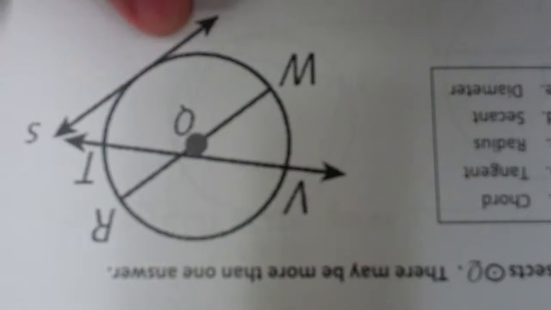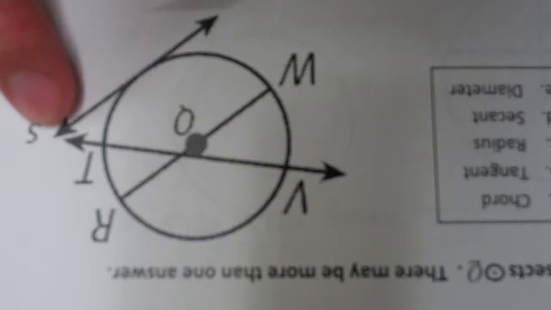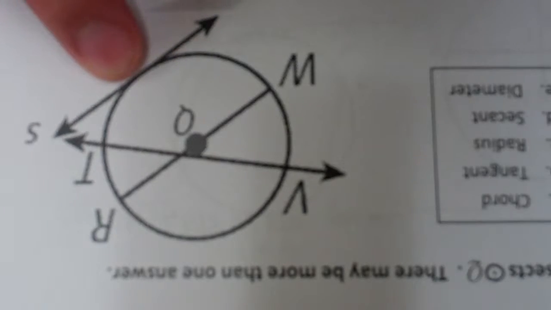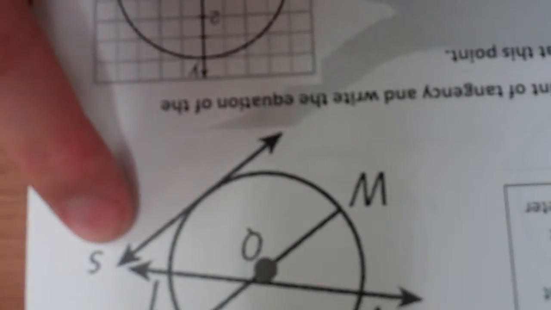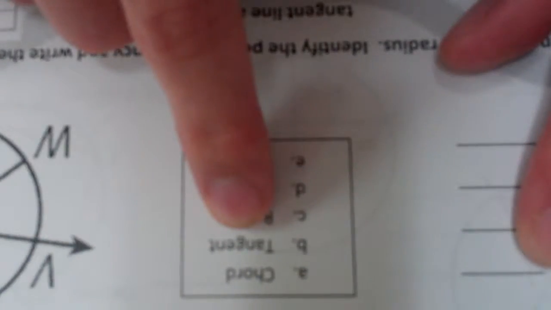All right, we're going to go over the test review, lessons 11.1 through 11.7. It does not include 11.3. Number 1 is asking for line S. If we look at line S, it is a tangent line. It goes on the outside of the circle, touching it at one point. Line S, tangent, is letter B.